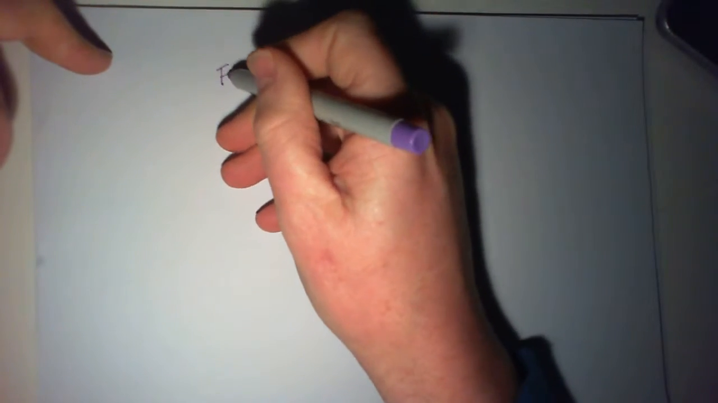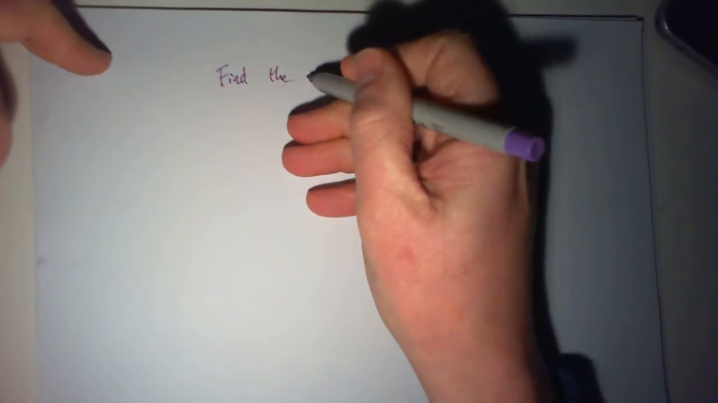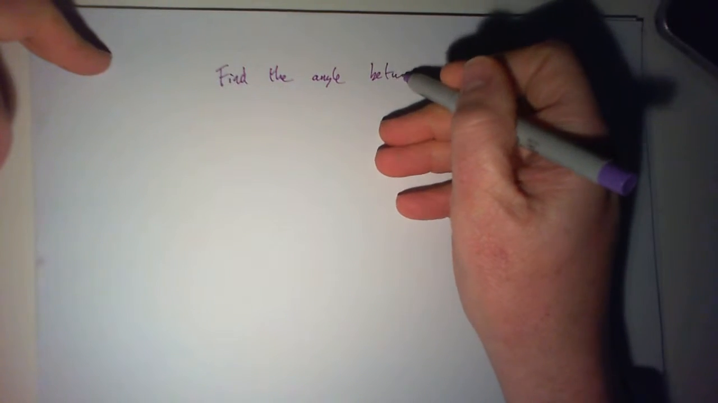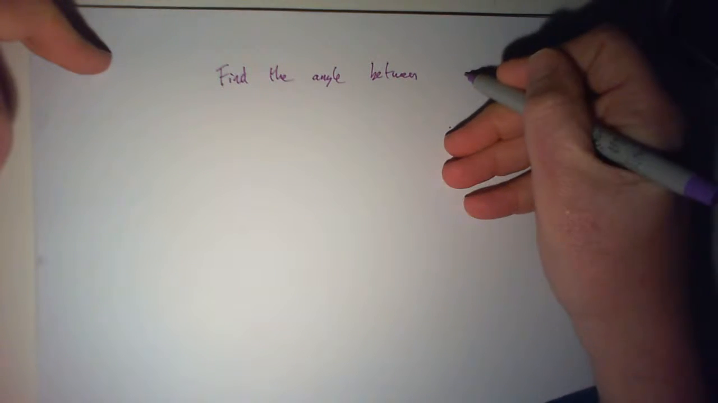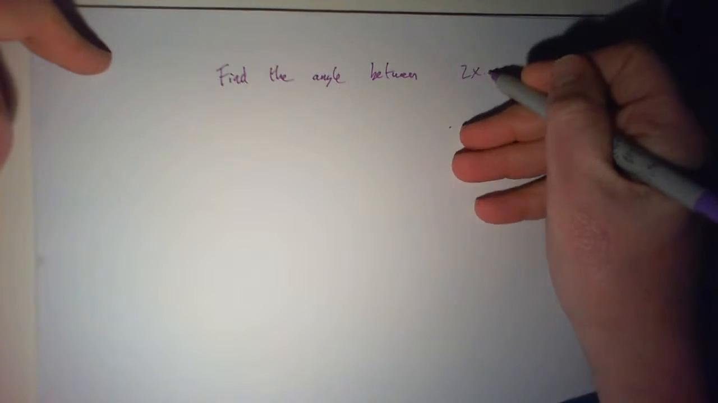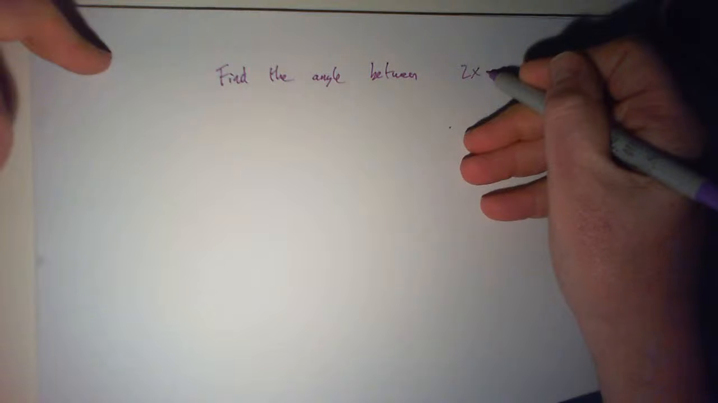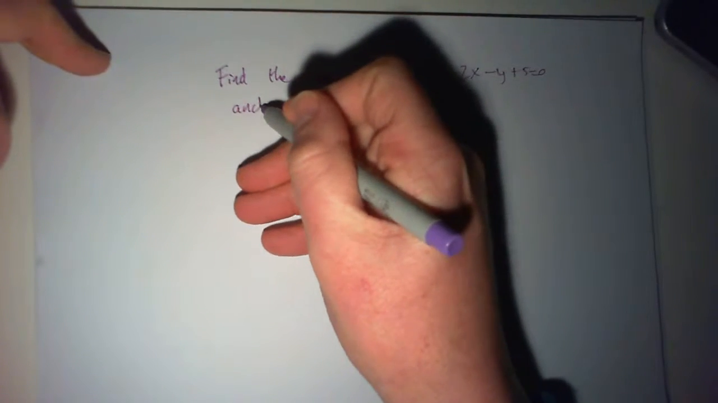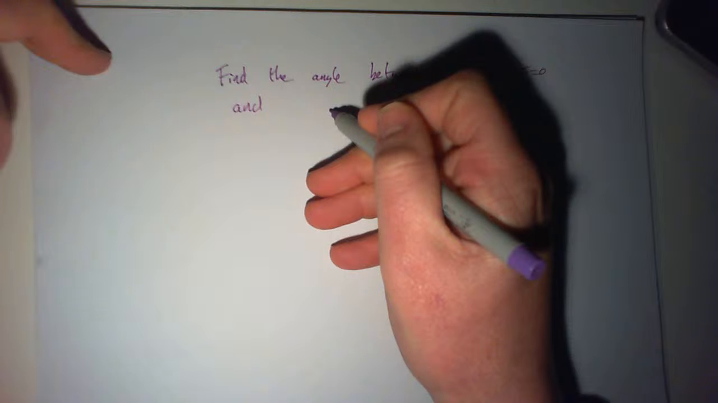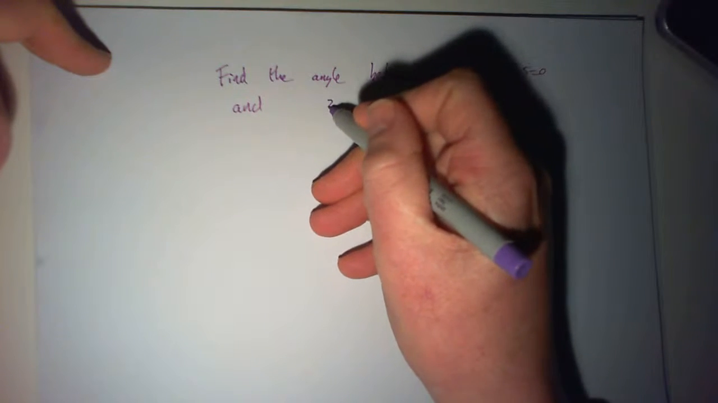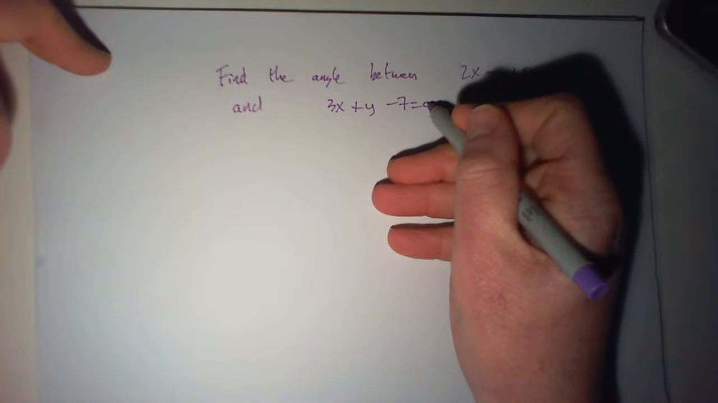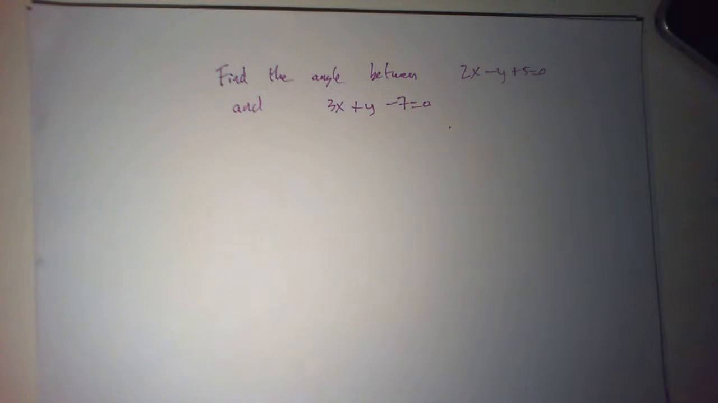Find the angle between, let's say, 2x minus y plus 5 equal to 0, and 3x plus y minus 7 equals 0. So we're going to try and find the angle between these 2 lines.